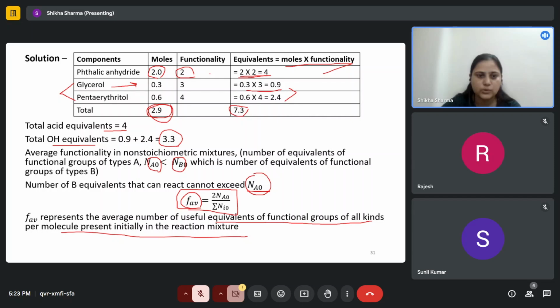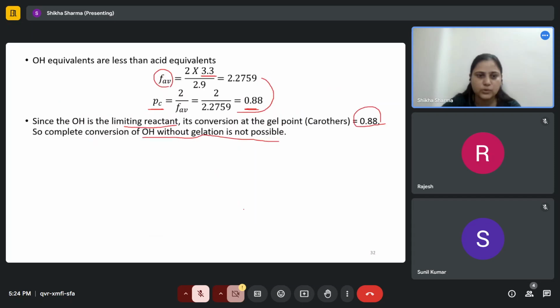So first we are calculating f, which represents the useful equivalents of the functional groups of the limiting molecule which is present at zero time in the reaction mixture. So at zero time we have 3.3 limiting equivalents. So 2 into 3.3 divided by the total number of moles in the reaction, which is 2.9, right? So we calculated it as 2.2759.